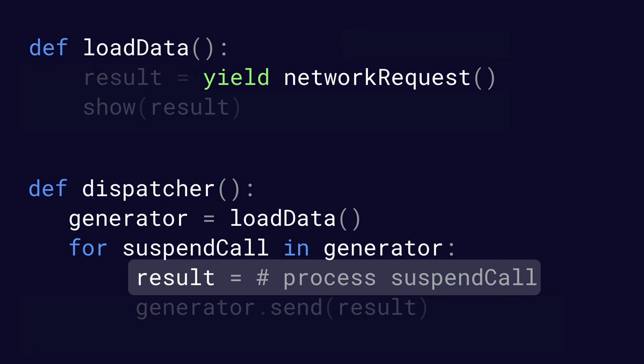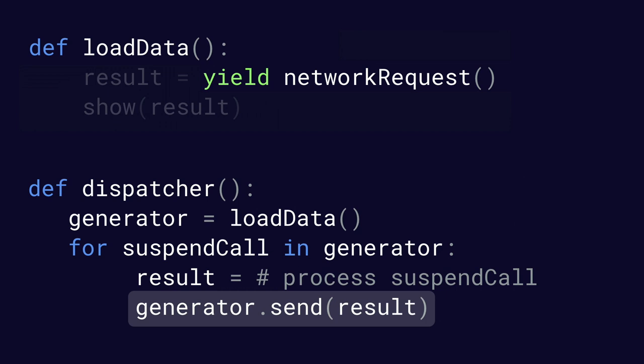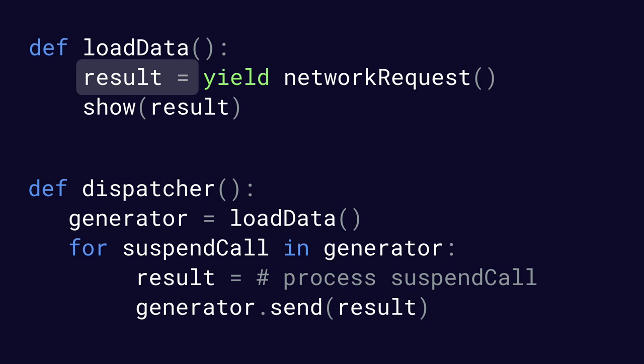And then I'm going to go ahead and send the result, by saying generator send, and I'm going to pass the result back up to load data. And that's going to pass it through. Right? So that actually resumes load data, and the result is available immediately, as the yield expression. So this is a whole bunch of Python, which is probably not what you expected coming to an Android conference, but there it is.